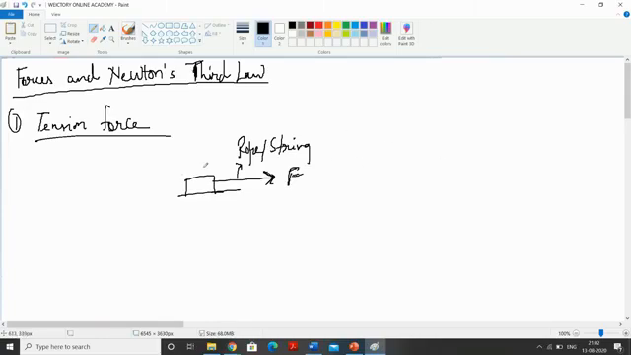So the force in the rope or string is called the tension force, and it always acts away from the body. If we represent this body as a point object and draw the free body diagram, tension force always acts away from the body. It's a pulling force. Second is normal contact force.